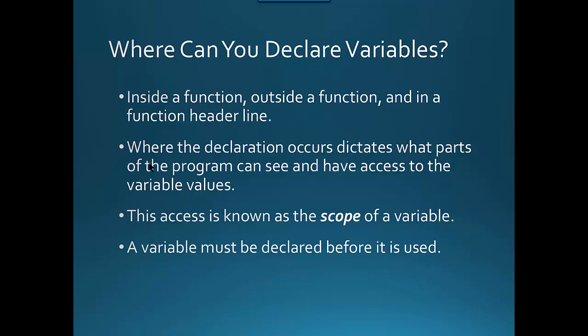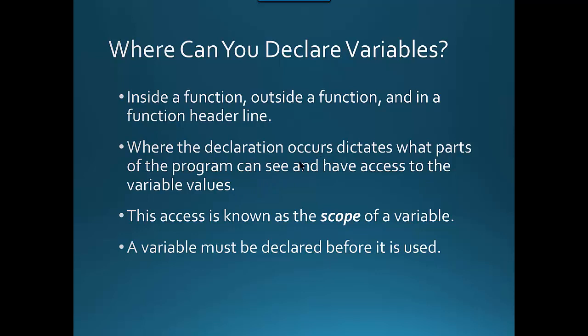So where can you declare your variables? Well, you can declare them inside a function, outside a function, and in a function header line. We're going to learn more about functions later on. If you did the Hello World application, then you know that main is the first function that you have in a program. And so you can declare your variables inside that function or outside.